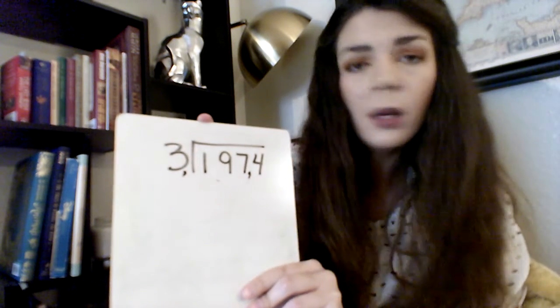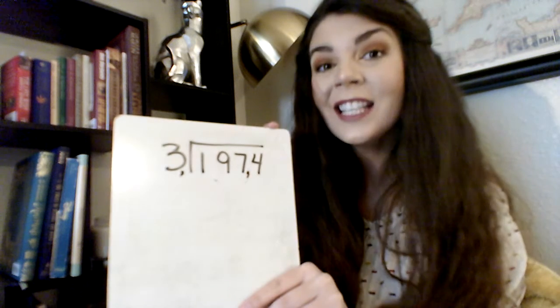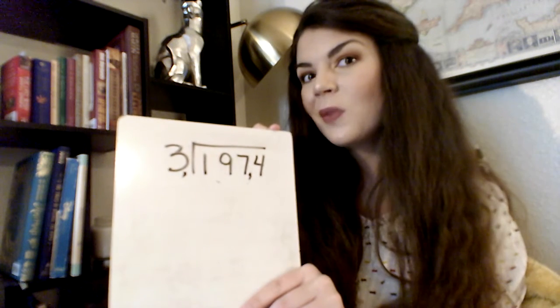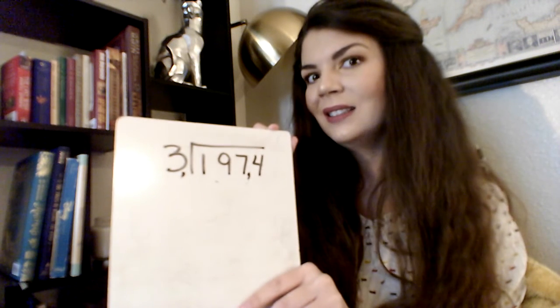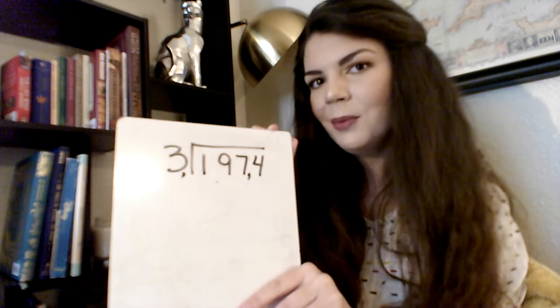How many 3s go into 1? None. We have to look at both. How many 3s go into 19? 3 times what is close to 19? Think about it. 3 times what is close to 19? 3 times 6 is close to 19. I'll have to do it this way.